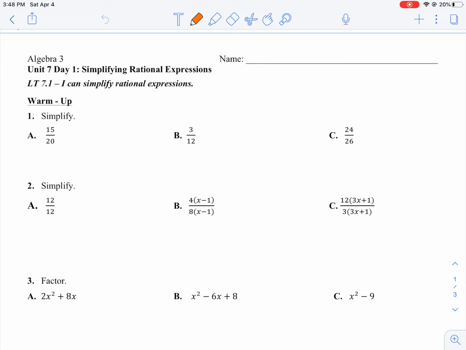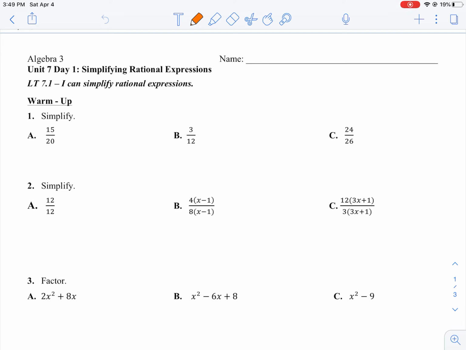All right, so we haven't figured out what we're doing with assessments just yet, so we are gonna move on to Unit 7. Unit 7 we're gonna be talking about rational expressions. And just a reminder, rational expressions are fractions. So you've got a numerator and a denominator. Today we're gonna talk about simplifying rational expressions.